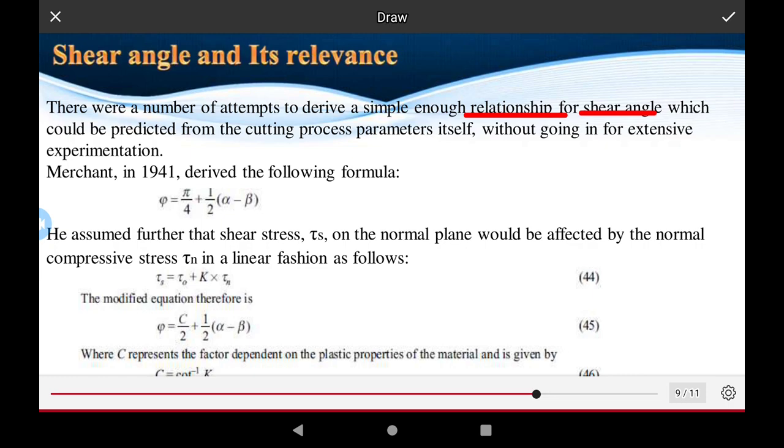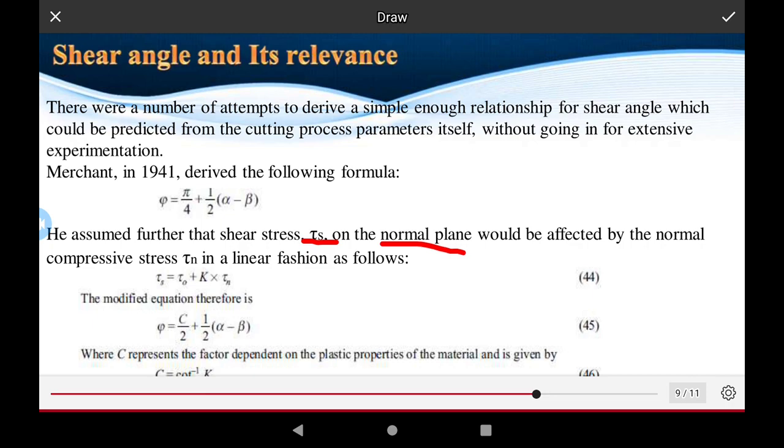Merchant, in 1941, derived the formula phi equal to pi by 4 plus 1 by 2 into alpha minus beta. The shear stress tau s on the shear plane is affected by the normal compressive stress tau n, in a linear function. Tau s equals tau naught plus k times tau n. The modification of the equation gives phi equal to C by 2 plus 1 by 2 into alpha minus beta.